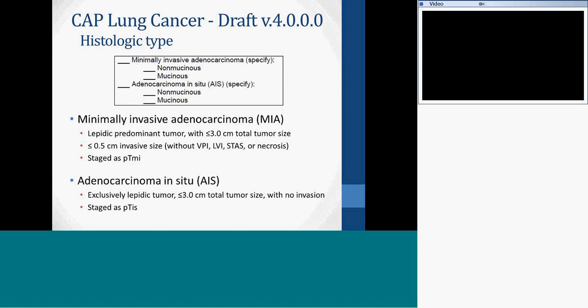Moving through the histologic type, minimally invasive adenocarcinomas and AIS, there's really no change in how we report these. I'd remind you that minimally invasive adenocarcinomas are lipidic predominant tumors that are up to 3 centimeters in total tumor size, but less than or equal to half a centimeter in invasive size, without either visceral pleural invasion, lymphovascular invasion, without any STAS, or without necrosis. As we'll see later, in the eighth edition, these are staged as pT1mi for minimally invasive. Carcinomas in situ are exclusively lipidic tumors, less than or equal to 3 centimeters in total tumor size, without any evidence of invasion. And in the eighth edition, these would be staged formally as pTis.